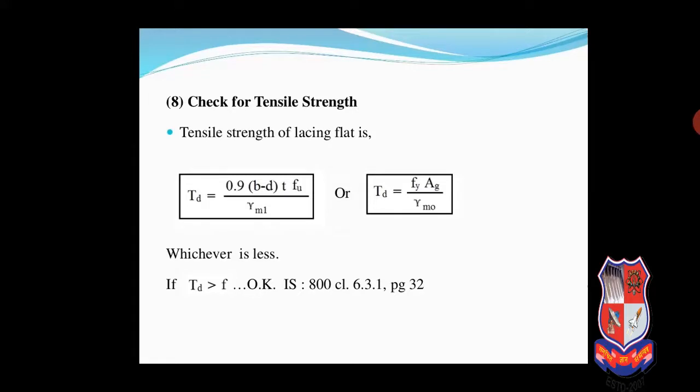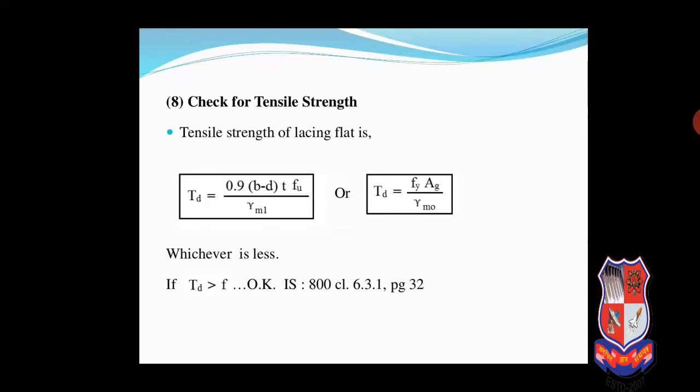Next, check for tensile strength. After checking the compressive strength, next we have to check tensile strength. So for the tensile strength of lacing plate, Td is given to you in IS 800 clause number 6.3. There are two equations for finding out Td.